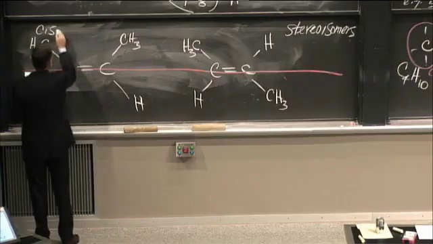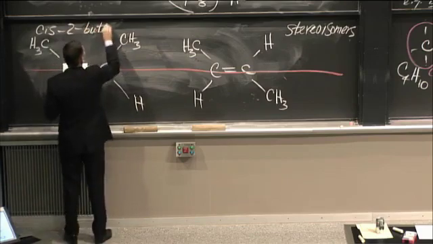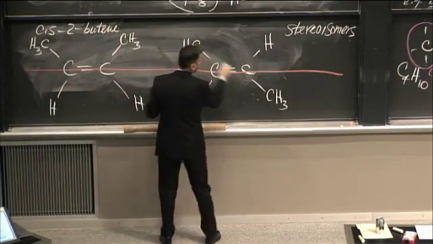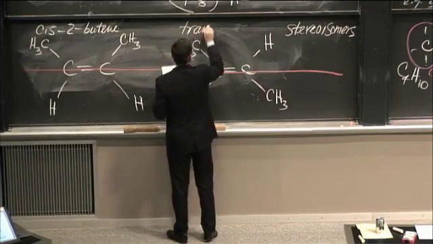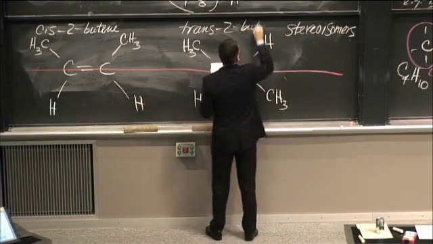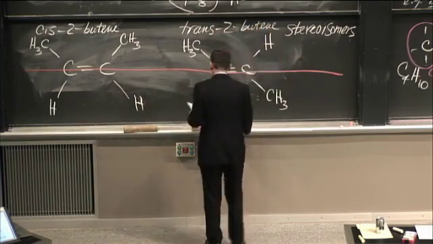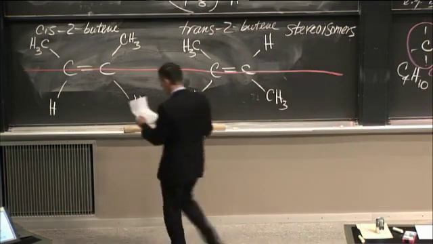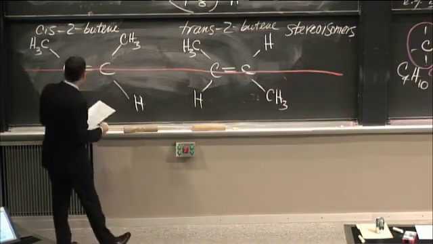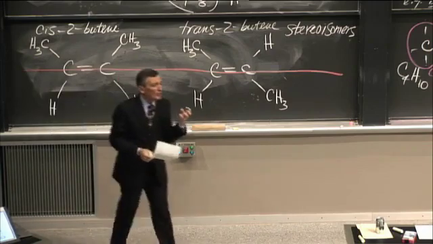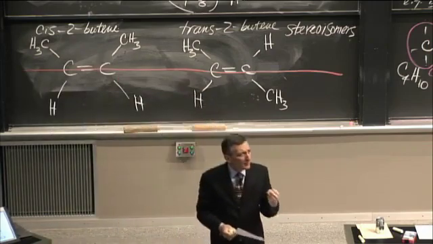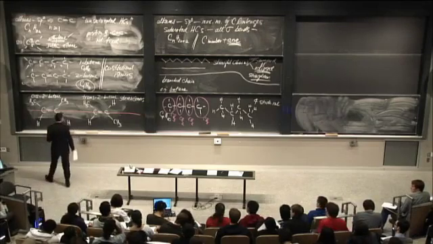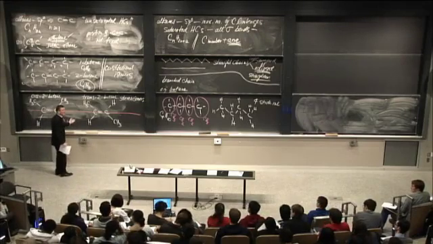So now it's a cis-2-butene. This is terrific. And this is a 2-butene, but it's on opposite sides. So this is called a trans-2-butene. Cis-2-butene and trans-2-butene. And I looked up, so let's see, which one do you think is going to be more tightly packed? Which one's going to have the greater density? Which one's going to pack better? Cis or trans?